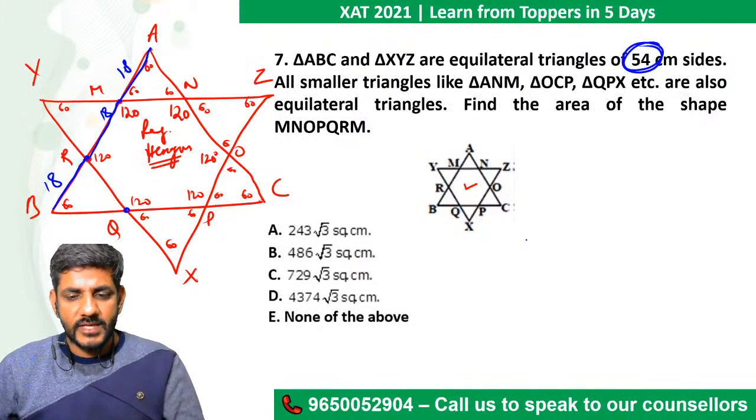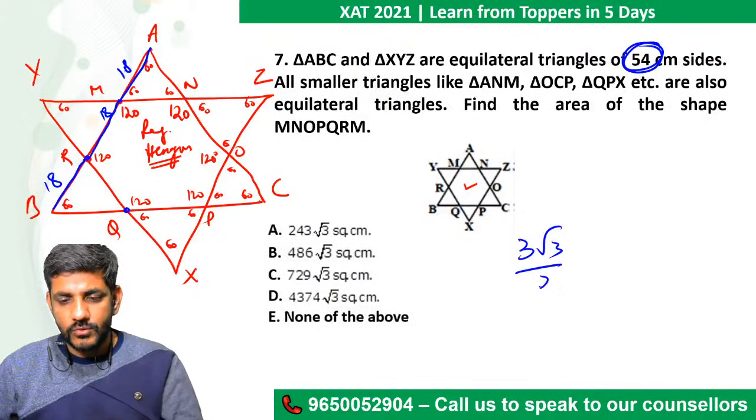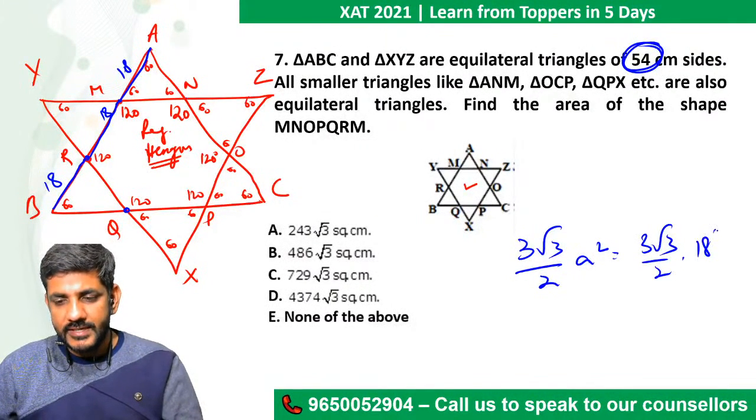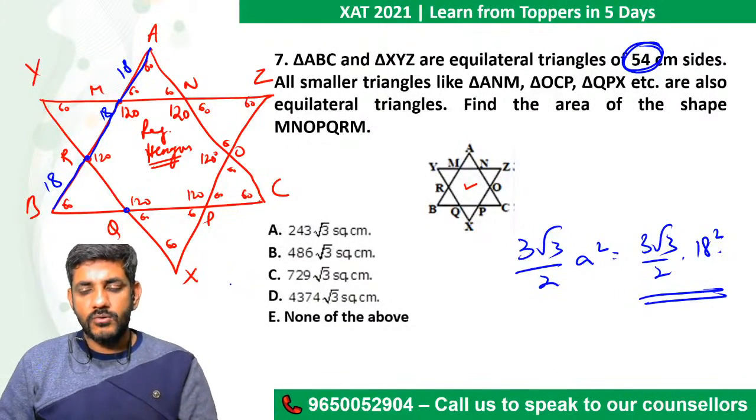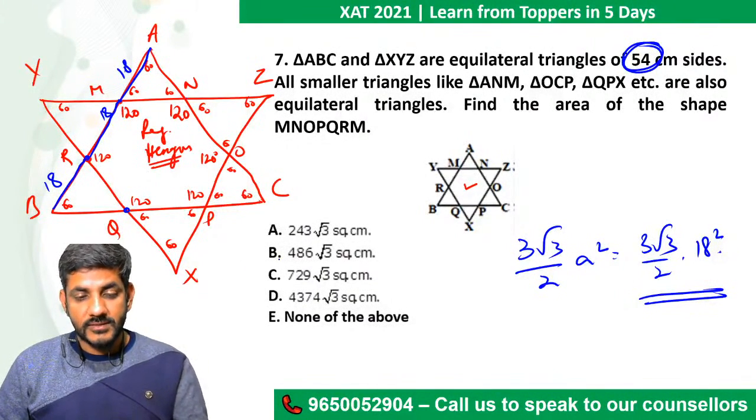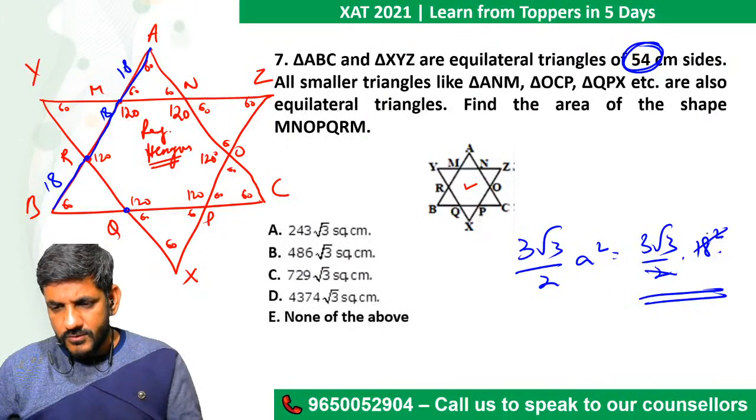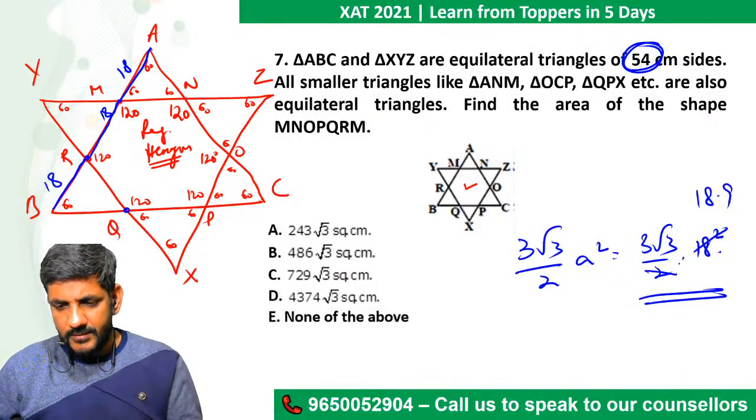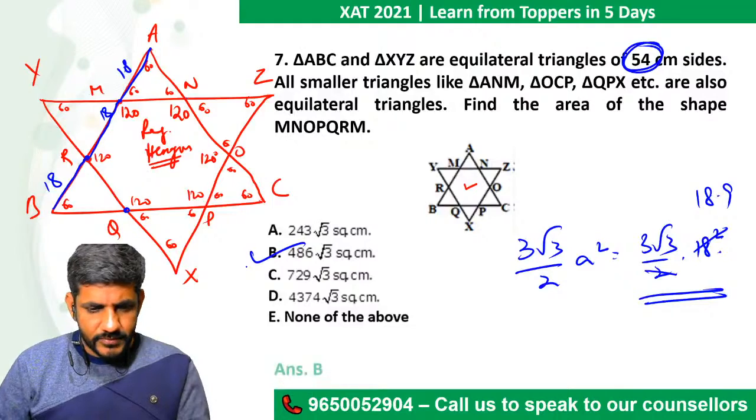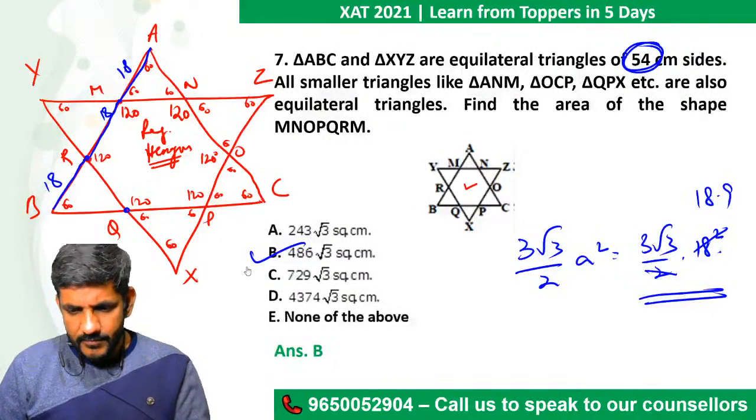So what is the area of the hexagon? 3 root 3 by 2 a square. So 3 root 3 by 2, 18 square. That's your answer. कितना आएगा देख लेते हैं एक बार. 2 से 18 into 9 हो जाएगा. So 18 3s are 54. 54 into 9 would be 486. So 486 root 3 should be the answer. Yes, answer B.